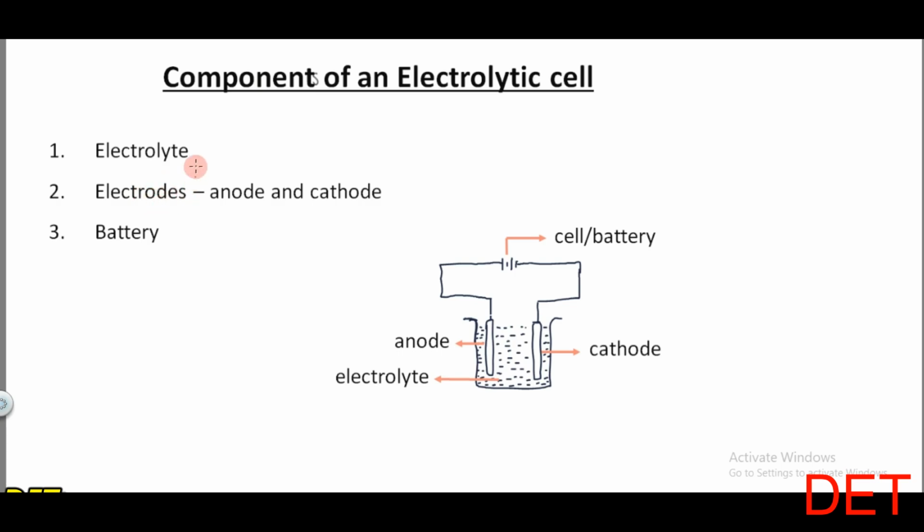The other part of the electrolytic cell that we have is the electrodes, and these are the conductors. They help to carry electric current and electrons in and out of the electrolyte. So the electrodes are of two types. We have the anode and the cathode. The anode is the positive electrode, the cathode is the negative electrode.